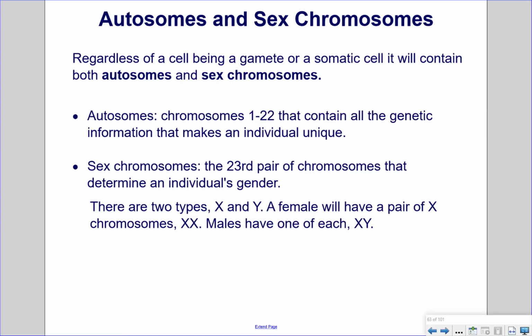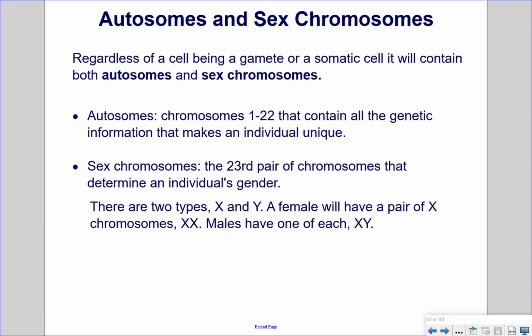Autosomes and sex chromosomes. Regardless of a cell being a gamete or a somatic cell, it will contain both autosomes and sex chromosomes. Autosomes. Chromosomes 1 through 22 that contain all the genetic information that makes an individual unique. Sex chromosomes. The 23rd pair of chromosomes that determine an individual's gender. There are two types, X and Y.